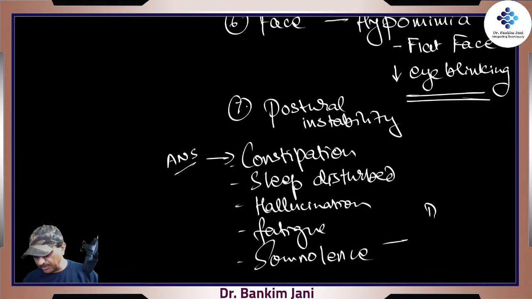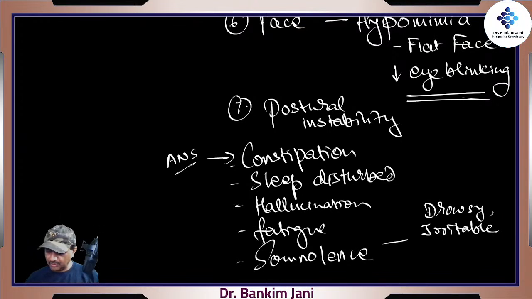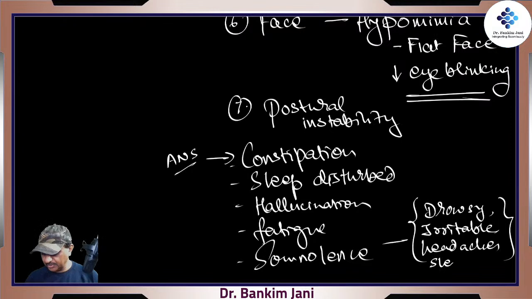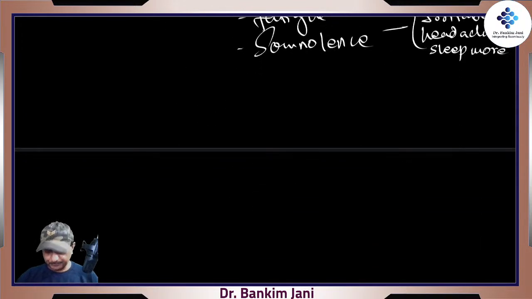Somnolence means for no reason they are drowsy. They would like to sleep for a longer duration, and they wake up late. They are irritable. They'll constantly be complaining of, say, continuous headaches, right? A very typical picture. So this is collectively called, they sleep more. This is the classical picture of, say, Parkinson's, right? Not all the things are present together, but yes, they can be.